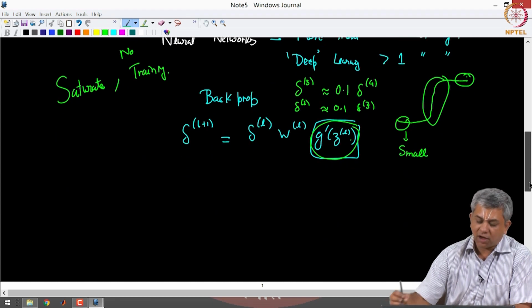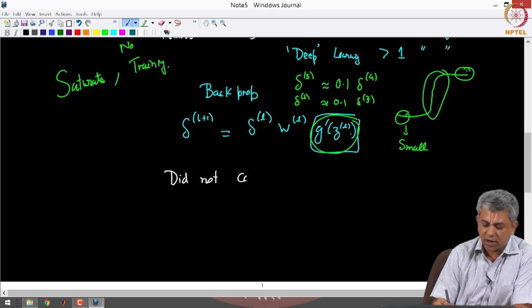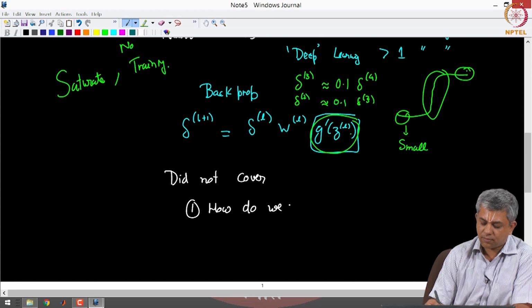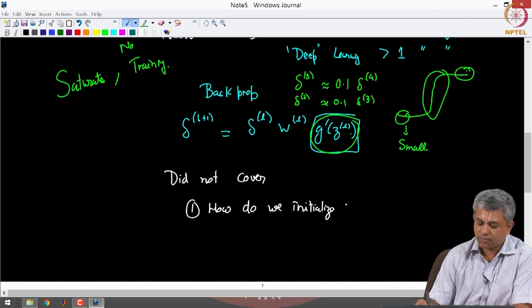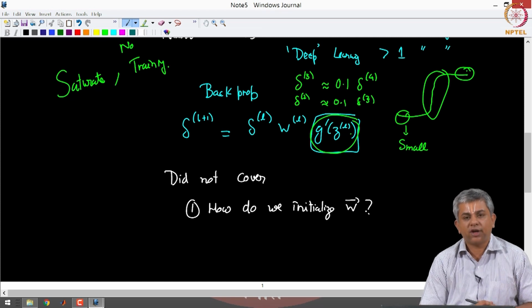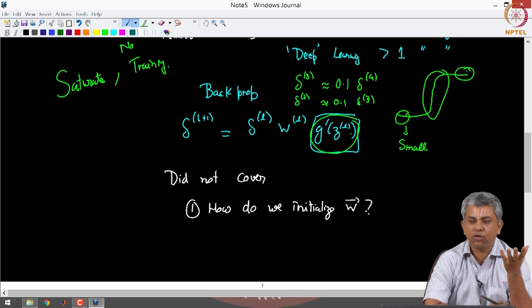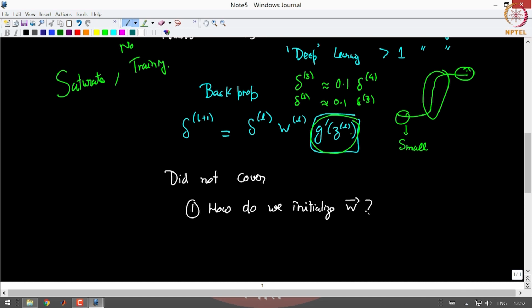What is it that we did not cover? Okay. So, one was this. Other things that we did not cover, and which we will be looking at in the next weeks, is how do we initialize W? As we saw, even for logistic regression or neural networks, the minimum is not unique. Since it is not unique, how you initialize actually has an effect on how your neural network trains.